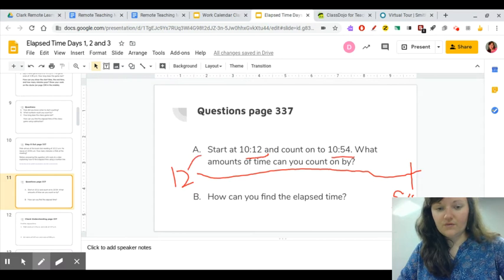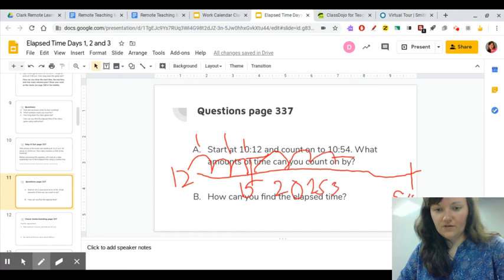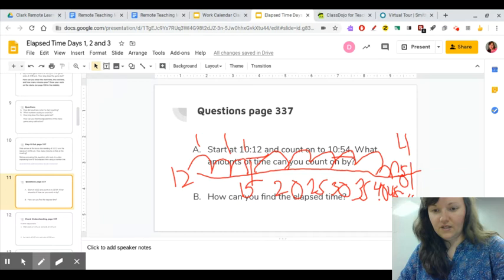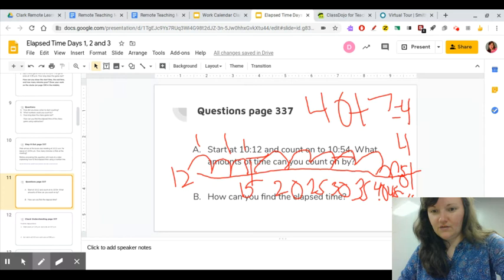So 12, we have 13, 14, 15. We're trying to get to a friendly number, so that's 1, 1, 1. Now we can count by fives: 20, 25, 30, 35, 40, 45, 50. Then 4 minutes right here to get to 54. So 1 plus 1 plus 1 plus 4 is 7. How many 5s was it? 5, 10, 15, 20, 25, 30, 35, 40. So 40 plus 7 is 47 minutes.